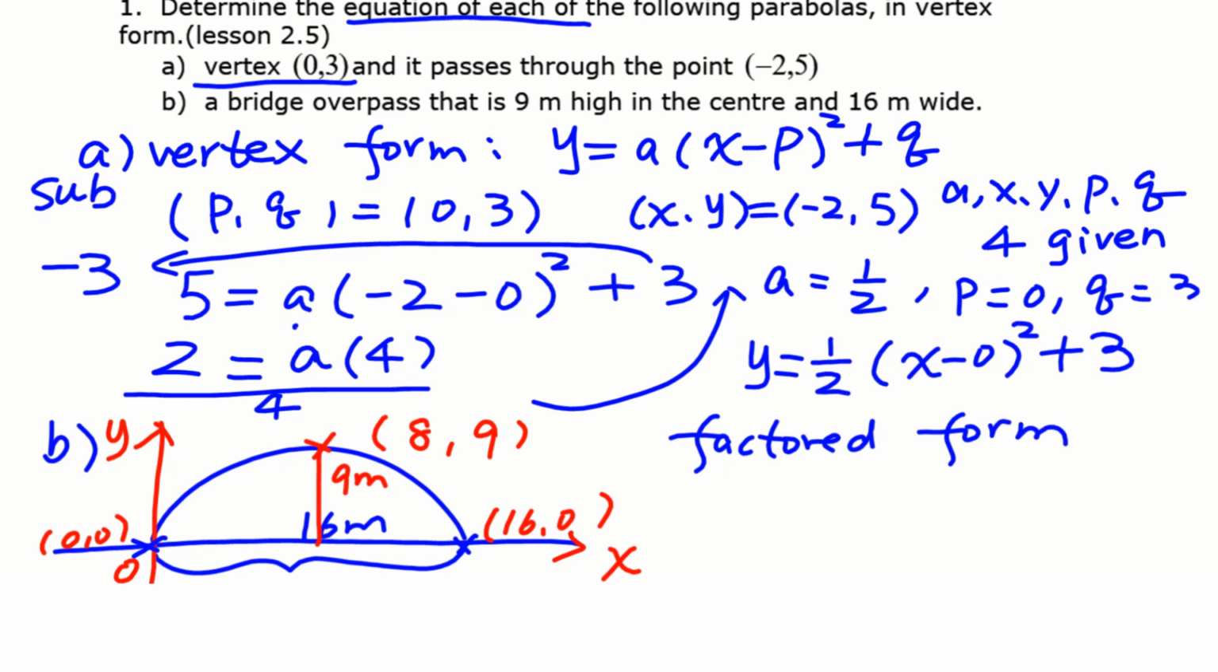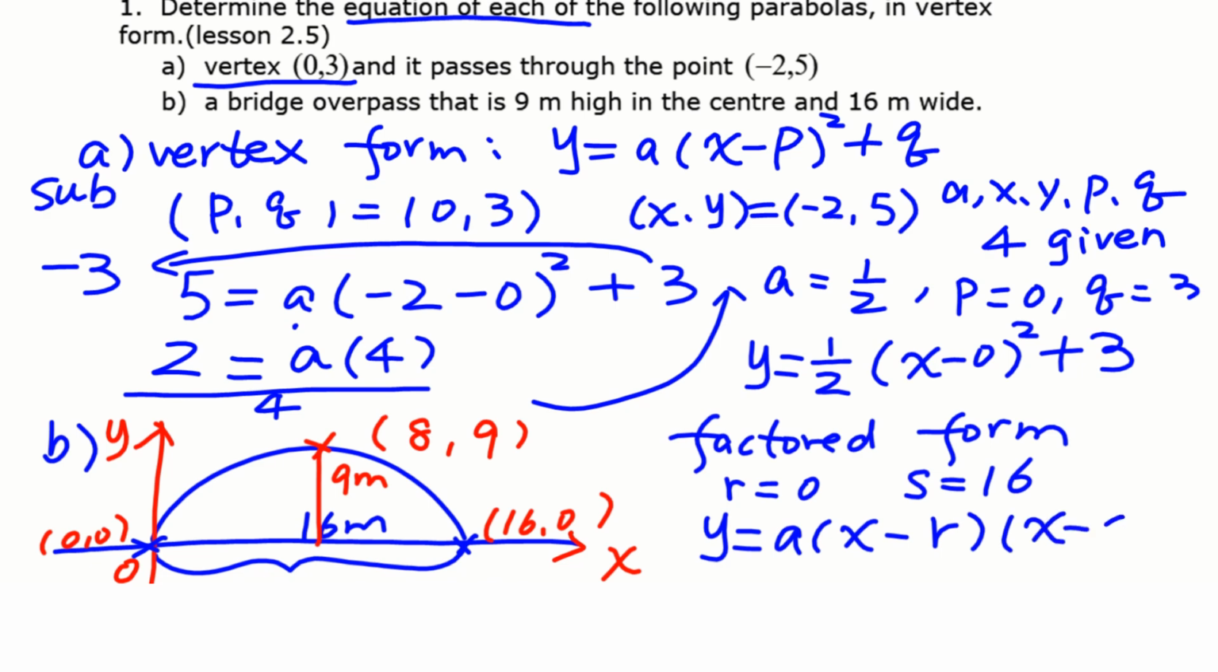These 2 zeros are r and s. Factored form is y equals a, x minus r, x minus s. Again, 5 variables, we need 4 of them given. So we have r and s, we also have a point other than the zeros, which is 8 and 9. So we have 4 things given.